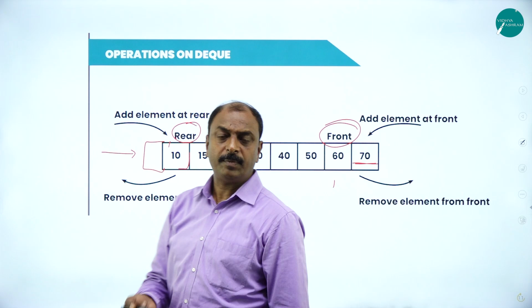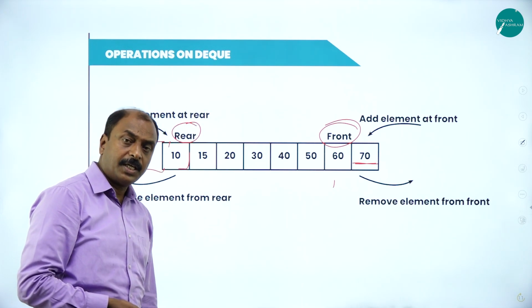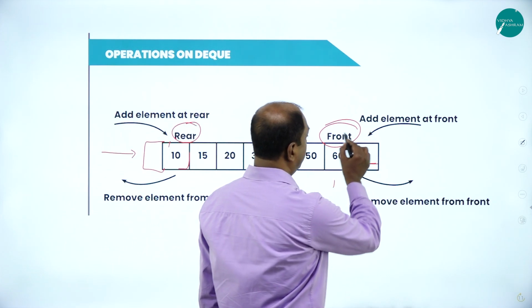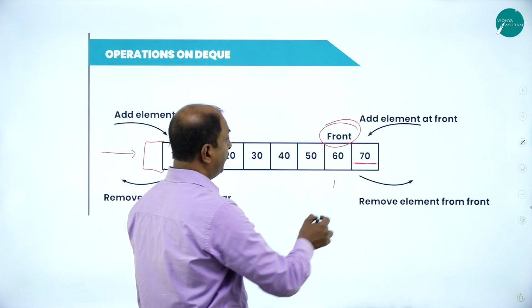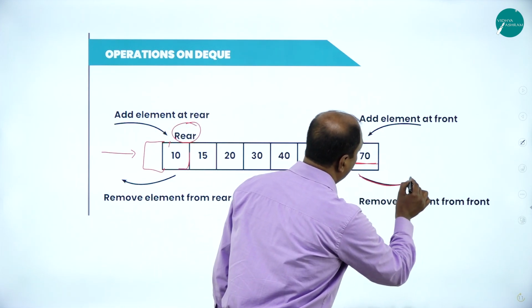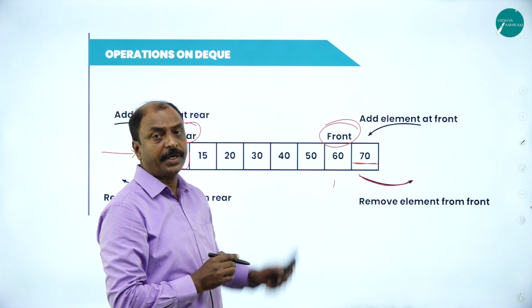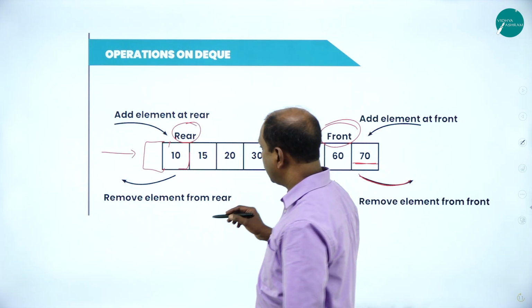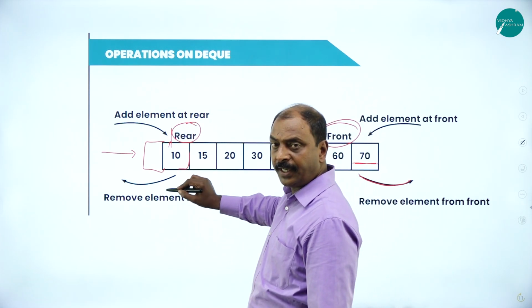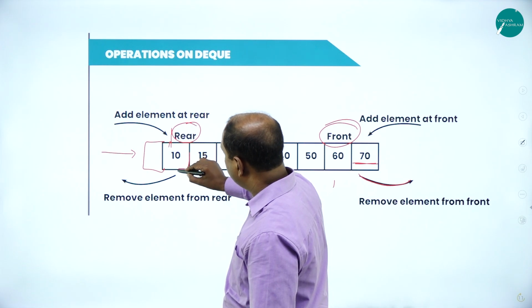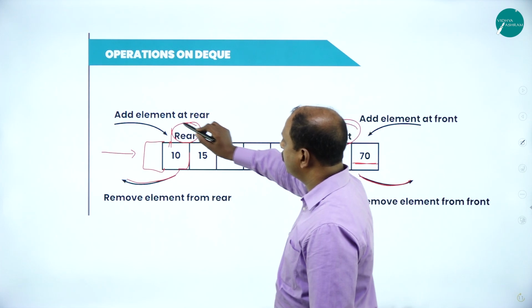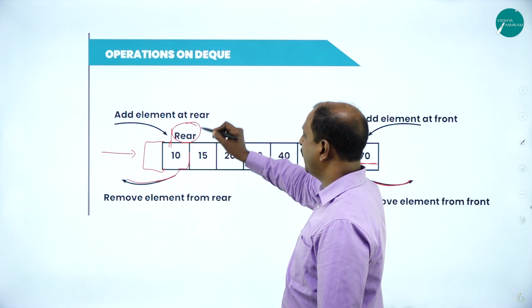Similarly, if you want to remove an element from the DQ, it can be done at both ends. Suppose I want to remove an element from the front. In this example, 70 is the element to be removed at the front pointer. Similarly, if the first element is 10 here and you want to delete it, 10 is the element to go out of the queue. This is a deletion at the rear pointer.